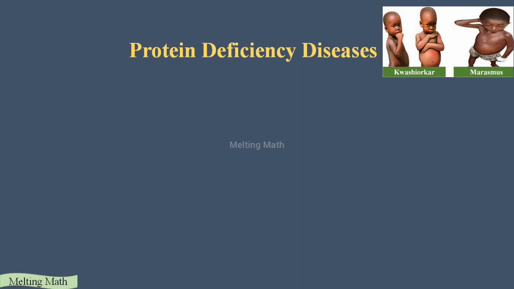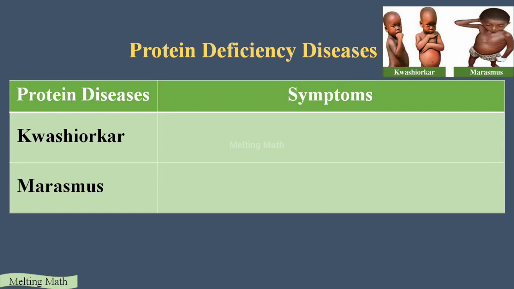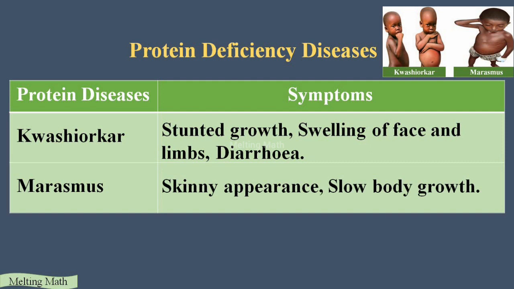First, see protein. There are two deficiency diseases in the protein. When you lack the protein in your body, it causes two diseases, namely kwashiorkor and marasmus. The symptoms of kwashiorkor are stunted growth, a swelling of face and limbs, and diarrhea. And the symptoms of marasmus are skinny appearance and slow body growth. Okay, next see about minerals.